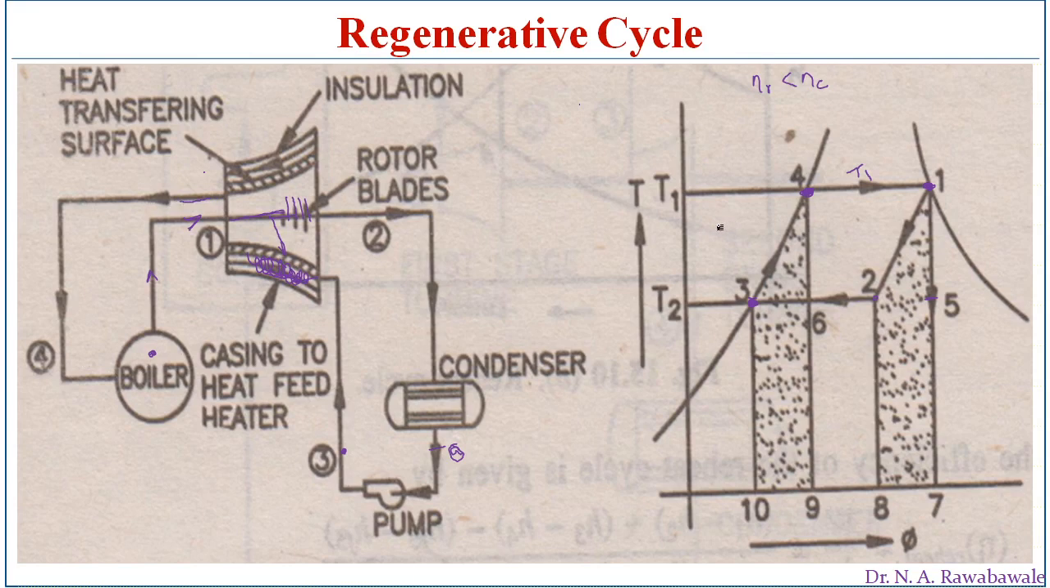That means in the boiler the water is heated to convert its phase from liquid to vapor, and the complete latent heat of vaporization is supplied at the highest temperature T1. Therefore if we look at this TS diagram, the Carnot cycle we represent as 4 1 5 6 4.